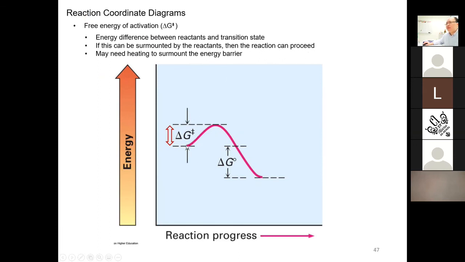That means if your molecule has enough energy to climb to the transition state here, it can easily fall down to here because it has already overcome the greatest barrier of the reaction. In most cases you need to heat the reaction to surmount the energy barrier here, because at room temperature your molecule just stays here. If you heat it, it gains energy, comes up here, and can go forward.